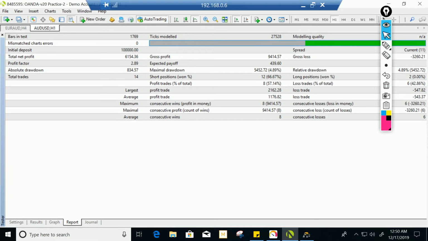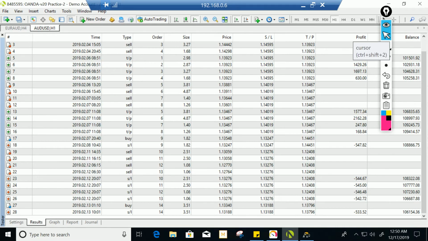Okay, so that's interesting. So even though we had a buy and a sell option right here, we made 6.15%. Look at the results. We have buy trades and sell trades in.